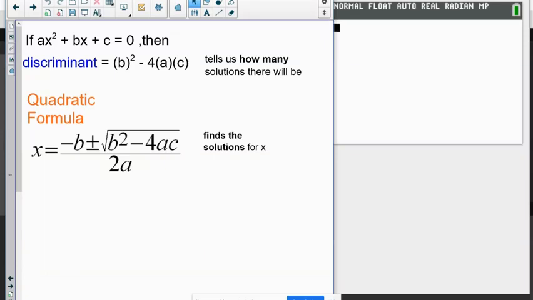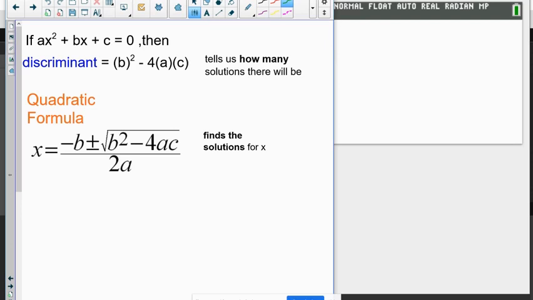Good morning, everybody. Today we're going to look at our very last new lesson for this semester about the quadratic formula. So yesterday we were talking about the discriminant, and it helps us to know how many solutions a particular quadratic equation is going to have, but it doesn't tell you what they are.